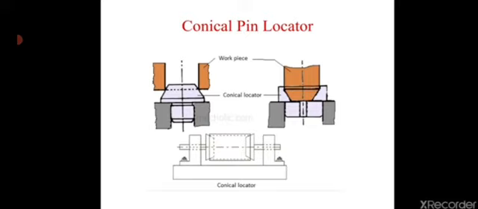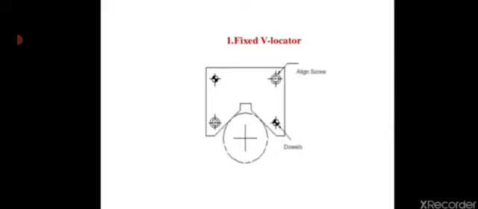Next type of locator is V-locator. In V-locator, again there are two types: one is fixed type and the second one is adjustable type V-locator. Here we can see the fixed type of V-locator. It mainly consists of a V-block with its face forming a V in the vertical plane. It is fixed to the jig or fixture body with the help of Allen screws and dowels.